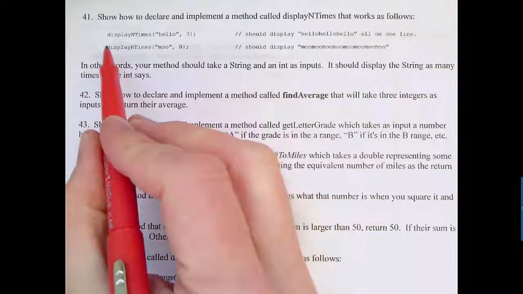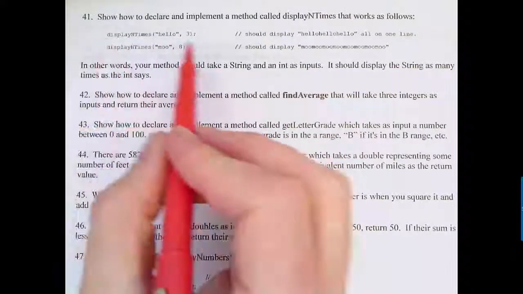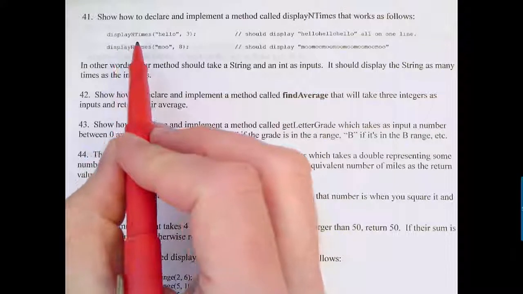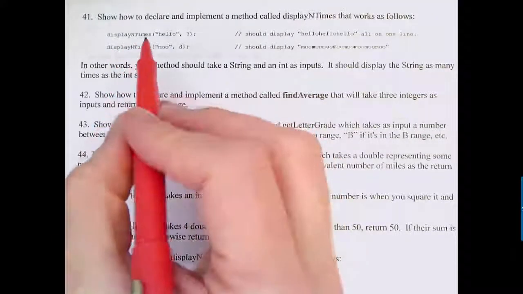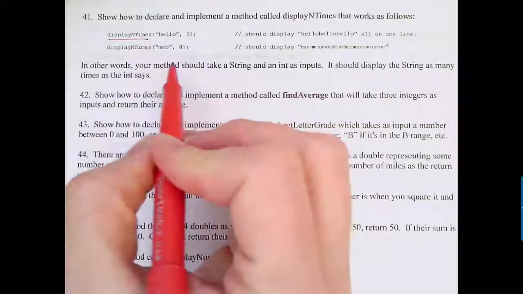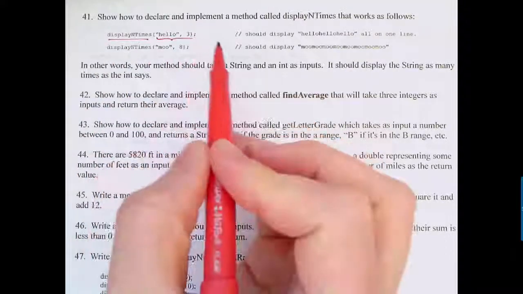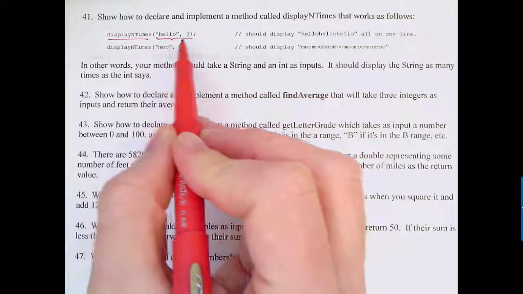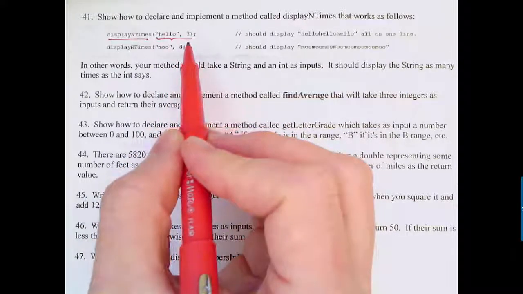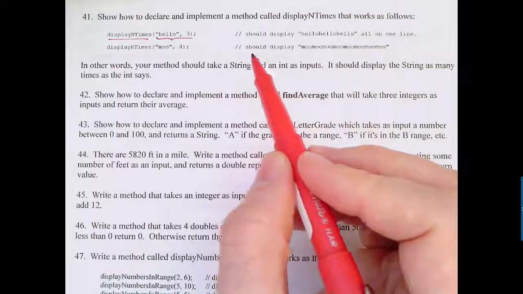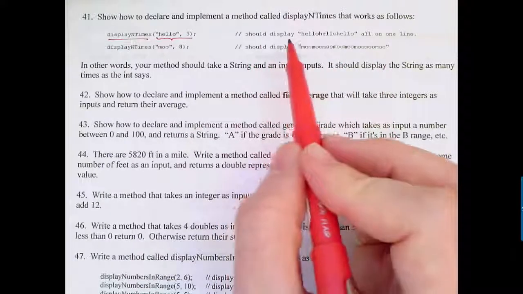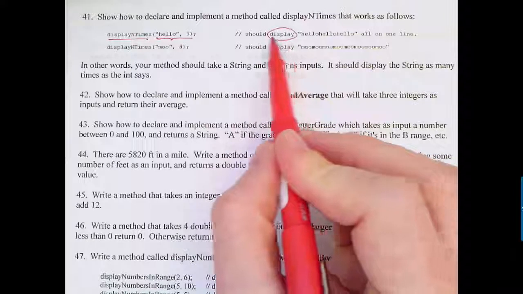Sometimes my question might show you how a method is supposed to be used. So here I'm imagining that display n times is a method that already exists, and then you can see what its name is. You can see what the inputs are supposed to be. Here it's a string input followed by an integer input. And usually if you read the comment, it will say what it's supposed to do, and you can guess at what the output should be. Here it says it should display something.